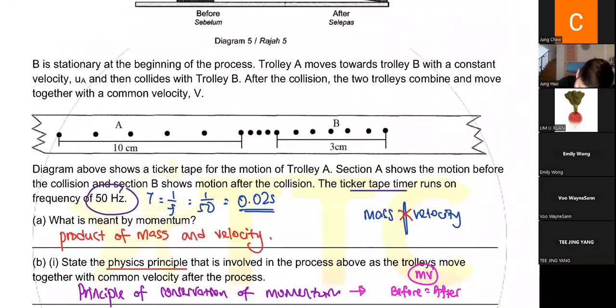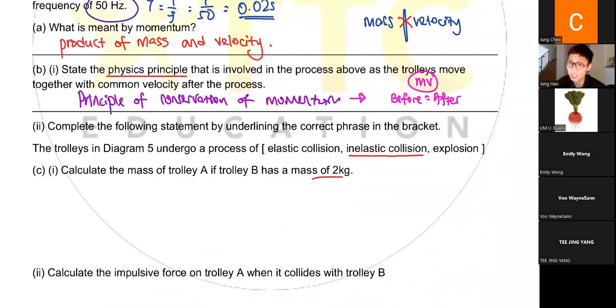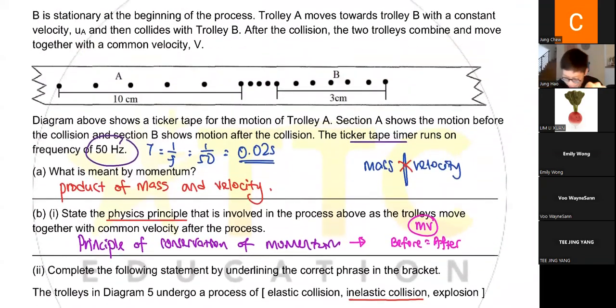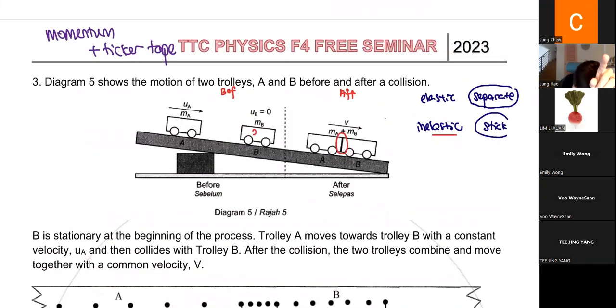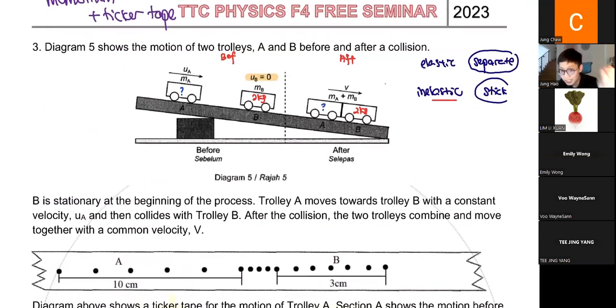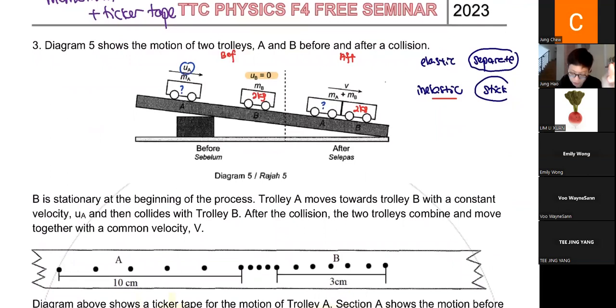They tell me that B has a mass of 2 kg, meaning to say, guys, this B is actually 2 kg and this is actually 2 kg. Now I want to find what is the mass of object A. Okay, mass of object A. I know the velocity of B is 0, meaning to say B actually started from rest. What about trolley A's velocity? So how much is UA?